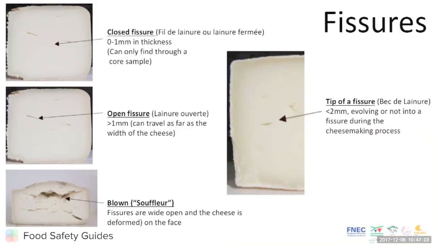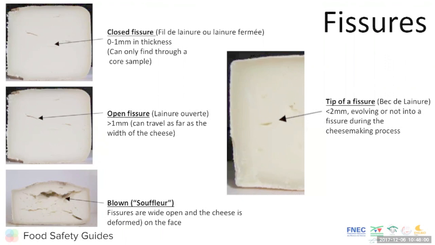So these are a few different types of fissures. We have a closed fissure. This is typically really tiny, 0 to 1 millimeters. You can really only find it through a core sample. So if you're used to tapping your cheese for sounds, at best you'll find something greater than 1 millimeter. We call it an open fissure. And then we have a tip of a fissure. It might become a larger problem later on in the process, but it's something discovered early on.